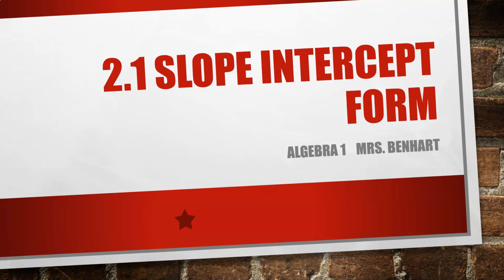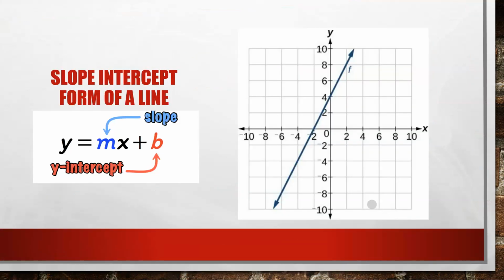Okay, this is the beginning of Unit 2. This is 2.1 slope-intercept form. I'm sure that you touched on this last year. So we're just going to review some things and add some new things.